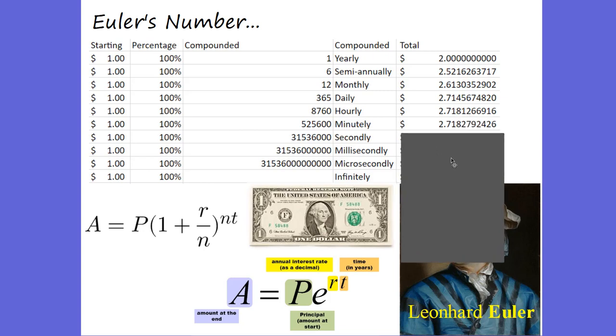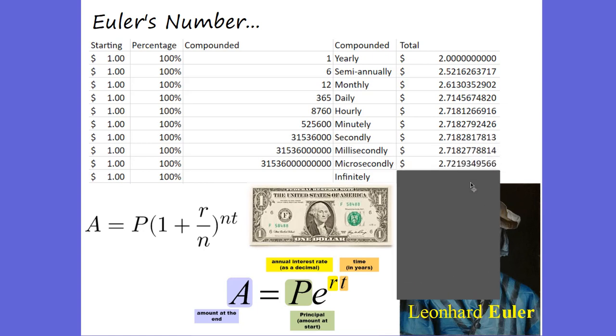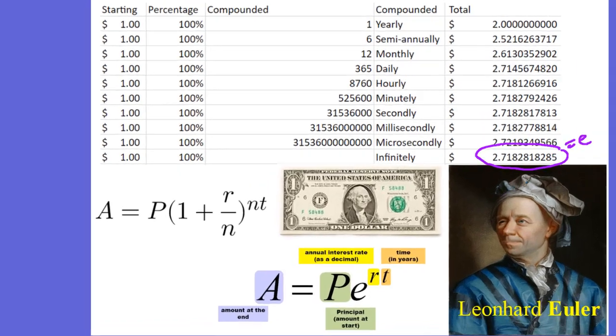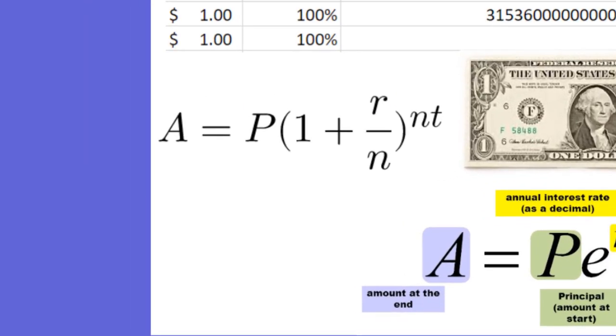But if you do it by the minute, that's how many minutes in a year. By the second, millisecond, microsecond, take a look at this number. It's continuing to converge to 2.71. And if it was done infinitely, we would end up getting 2.7182818285, and that number never repeats, and that is the number E. Just like pi is 3.14159, E is 2.71828, and it keeps going on forever.